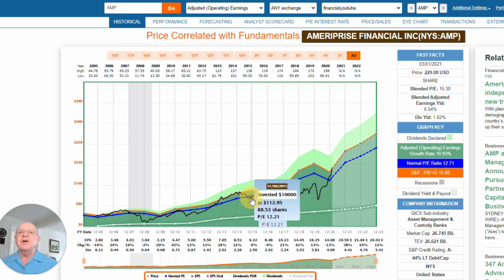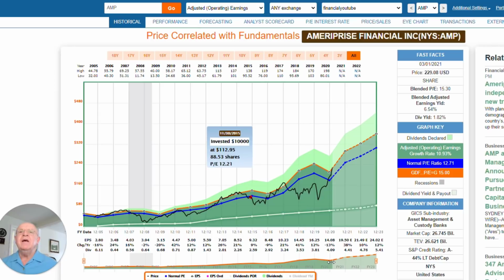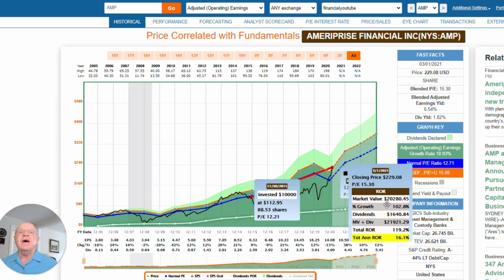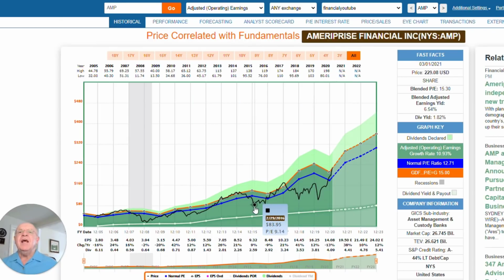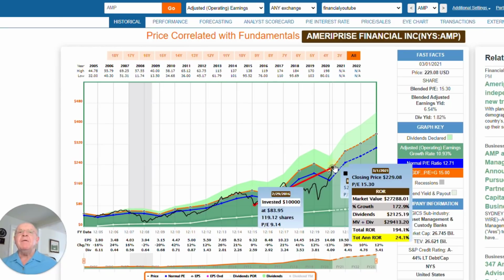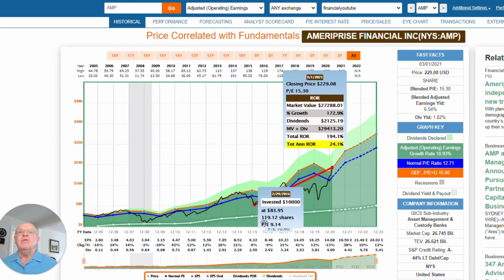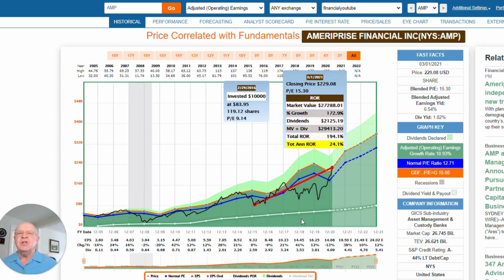Let me illustrate that for you. If I bought it here on the blue line and held it till today, and that would be on November 30th, 2015, I would have made 16% per annum. That's very, very attractive. And that was buying it in November of 2015. If I'd have waited, however, till February, like 3 months later, and bought the same stock at a valuation of a PE of only 9, that pushed my rate of return to almost over 24%. Significant difference here. And so valuation does matter.